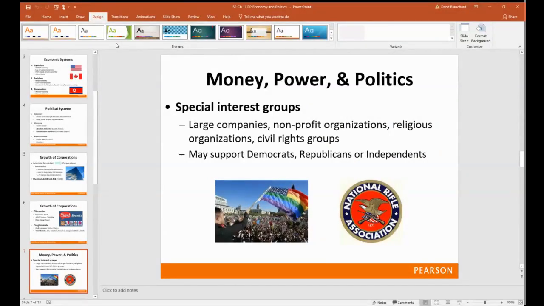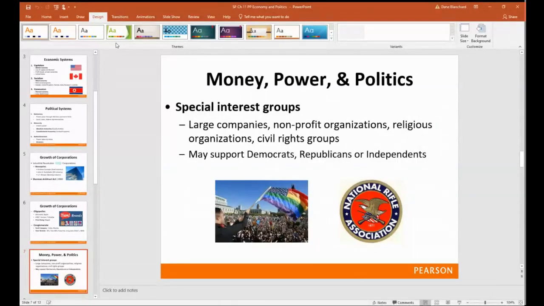So special interest groups, these are groups that have a special interest in politics for different reasons. This may be a company or an organization that is concerned about the taxes that they pay. And so they want to make sure that they get somebody into Congress or somebody into the presidency that may believe in tax cuts for corporations that will better interest them.